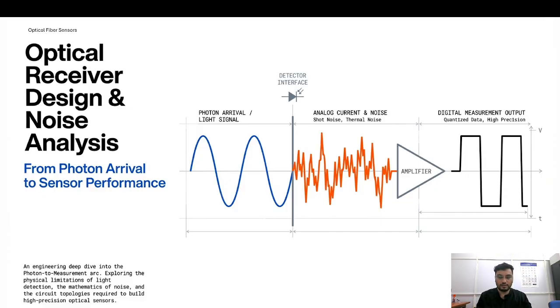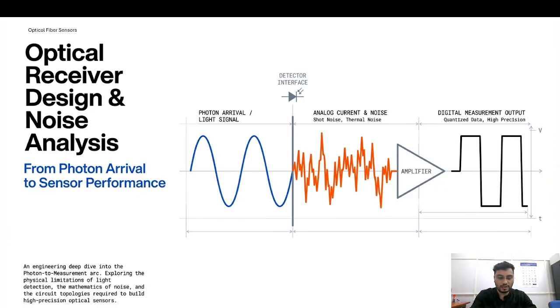Okay, so first I'll start from the optical receiver, receiver design and noise analysis, where, as we know, any kind of optical sensor will have a photodetector where the photons will be converted into current, and that current will be amplified later to generate voltage, which can be digitalized using the ADC.